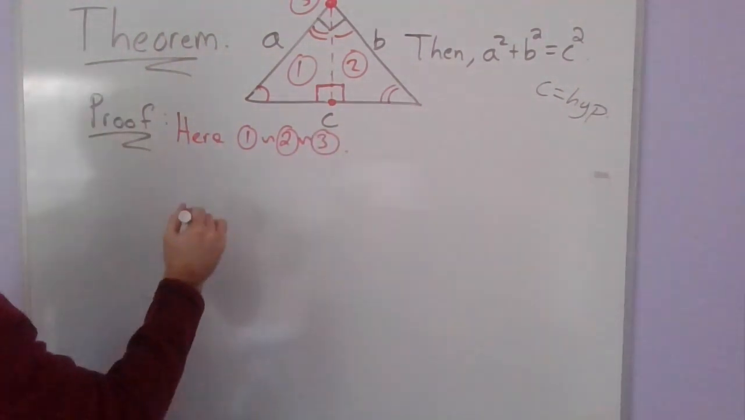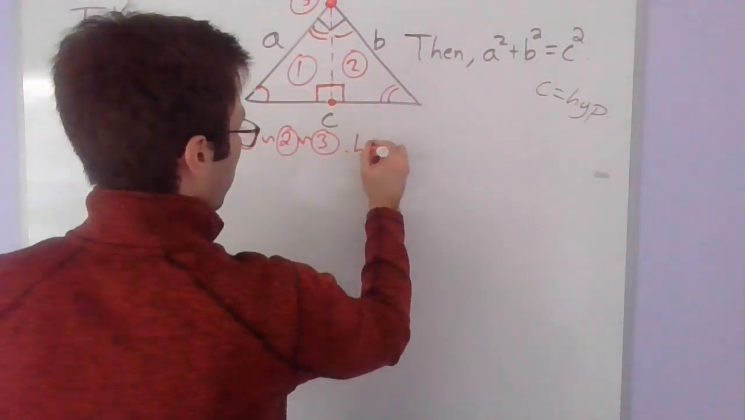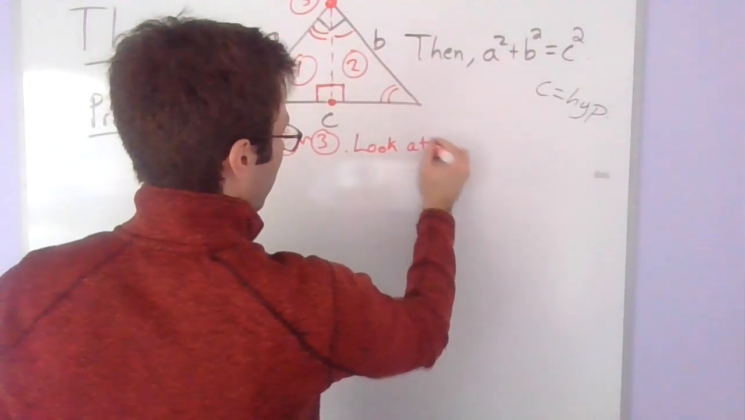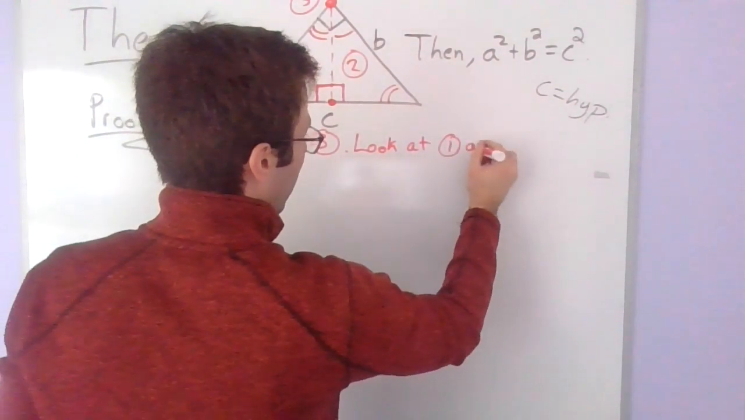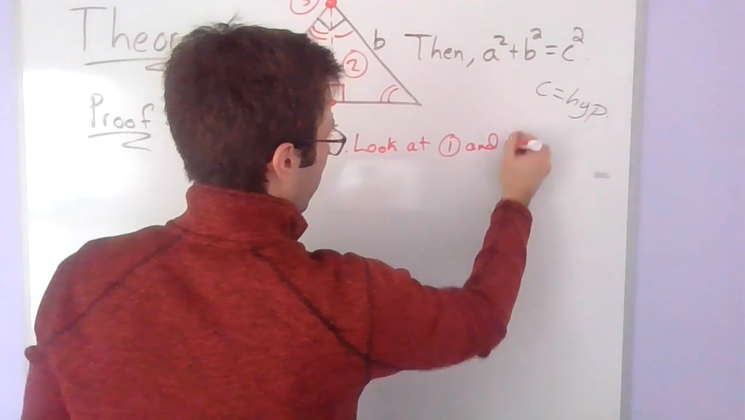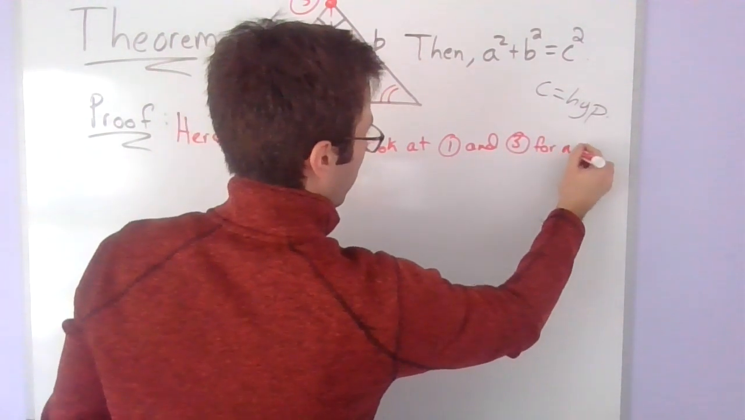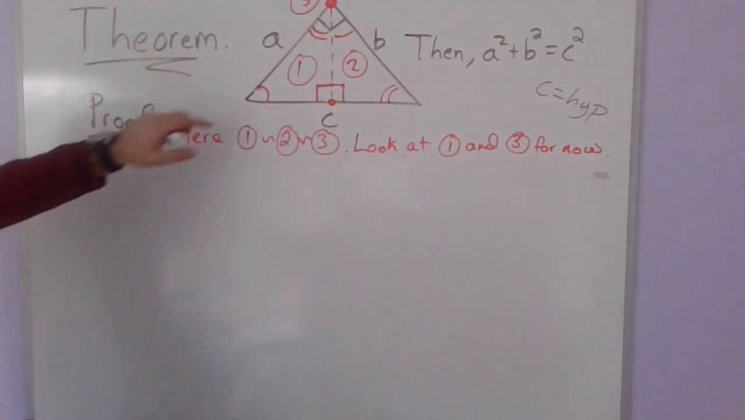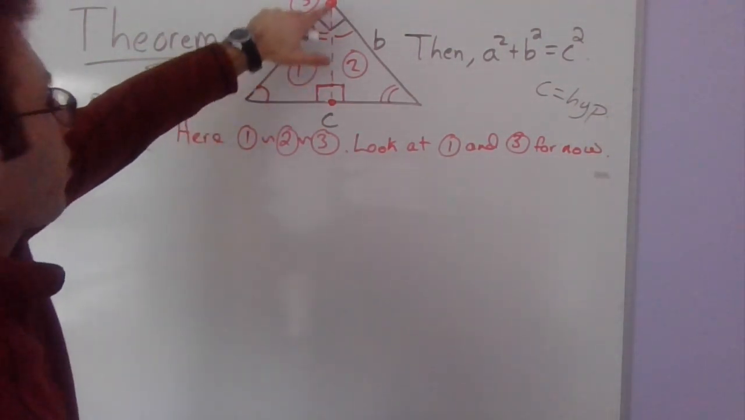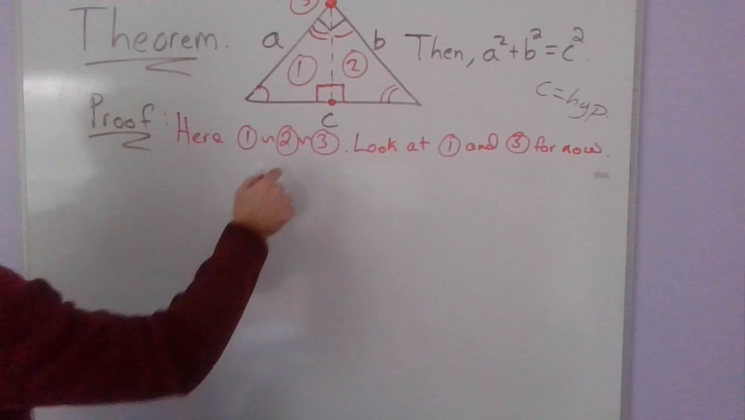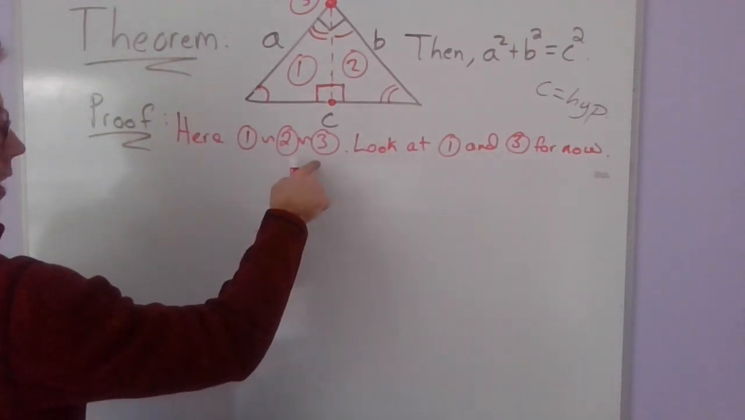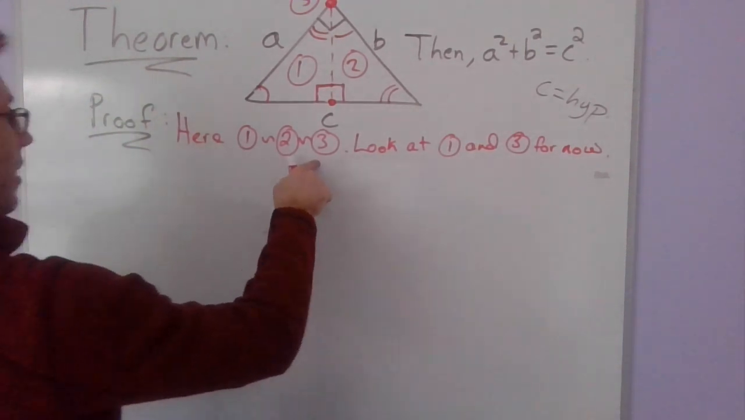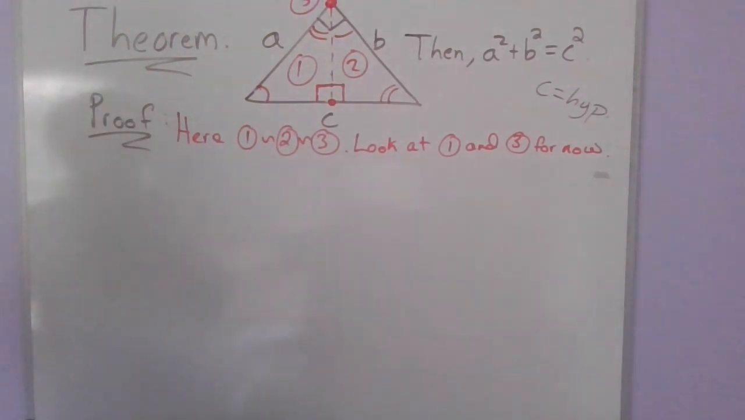And in particular, we're going to look at 1 and 3 for now. So we're just going to look at 1 and 3 for now. If we're looking at 1 and 3, they're similar here by angle similarity. I'm going to show you why.